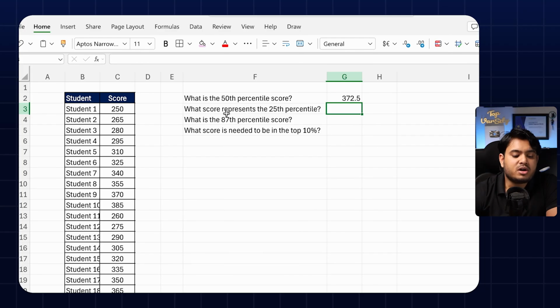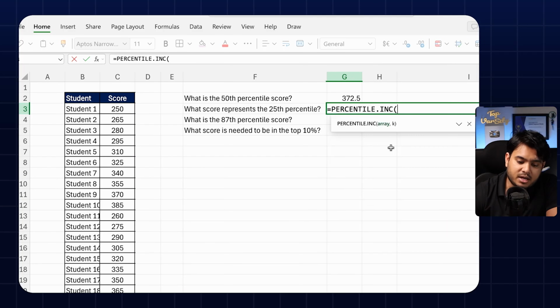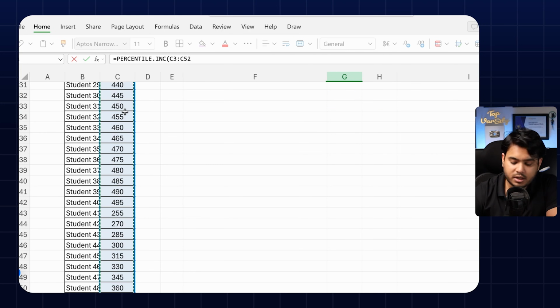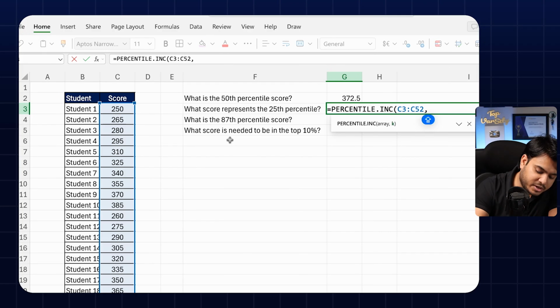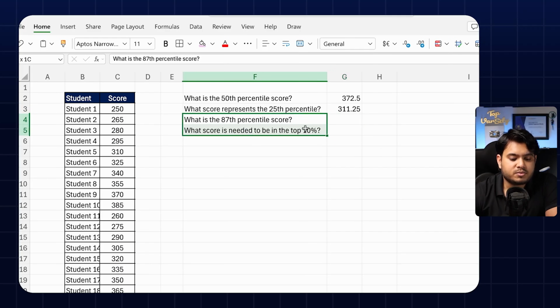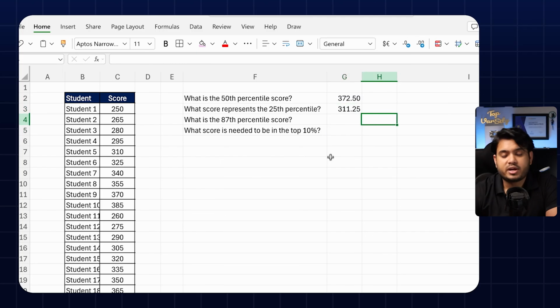Now it is asking what score represents the 25th percentile. It's very easy. Same formula. We'll write percentile over here, inclusion, and we'll select the array, and comma. We need 25, so 0.25. Bracket complete, enter. This is your value. According to that you can solve these problems also. It's very easy to solve these problems. So these are the values that you are getting, and according to this you can solve percentile also.